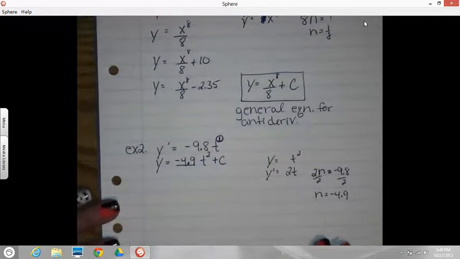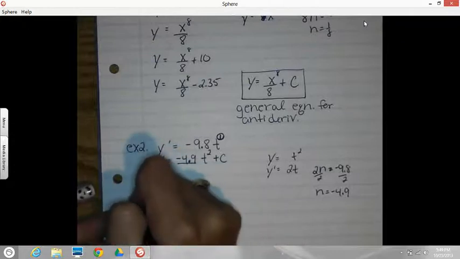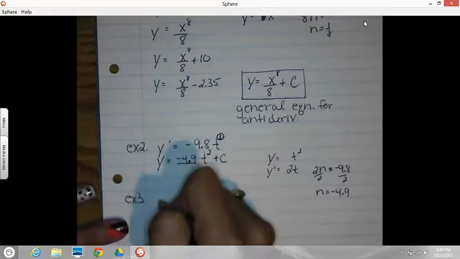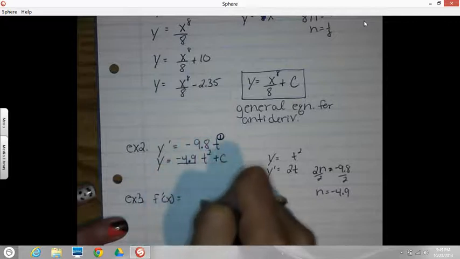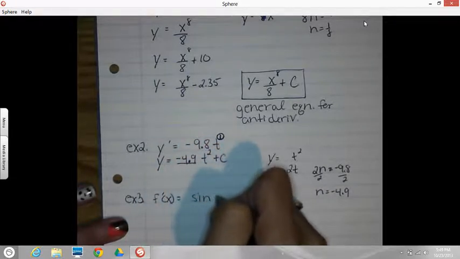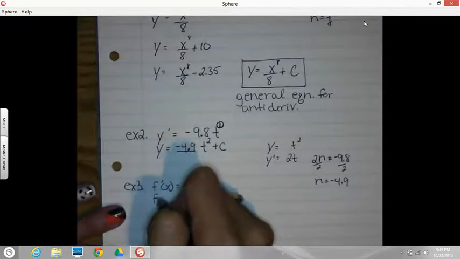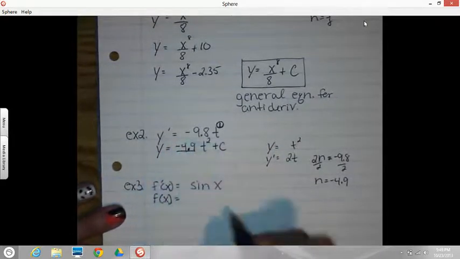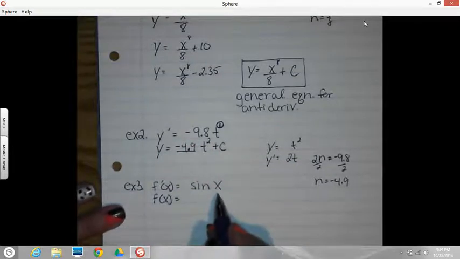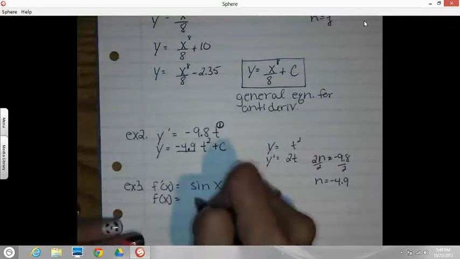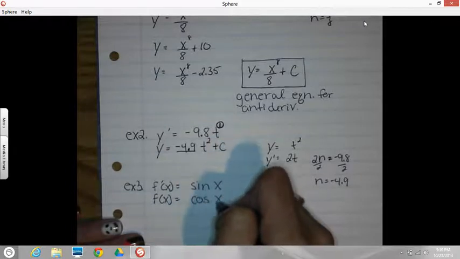Let's try a trig one. Let's start easy. F prime of x equals sine x. As easy as it gets. So you ask yourself, what function has sine as its derivative? Well, if you need to look on your blue sheet, well, you know cosine's derivative is negative sine. So let me just start with cosine. I may still have to put a number in front here.